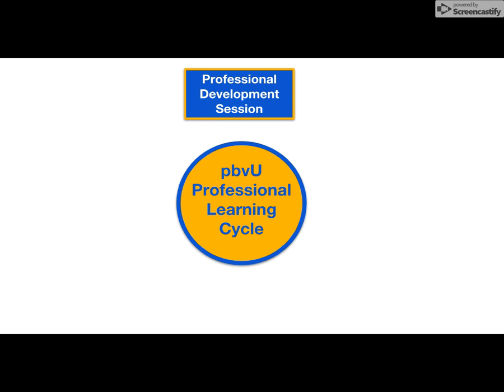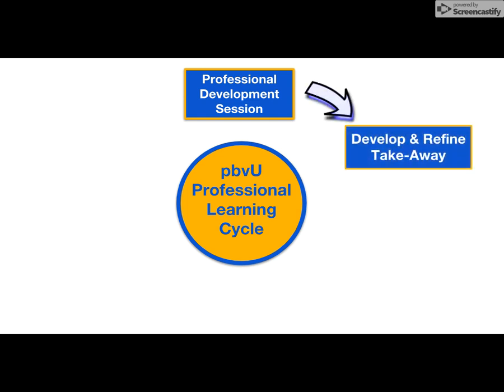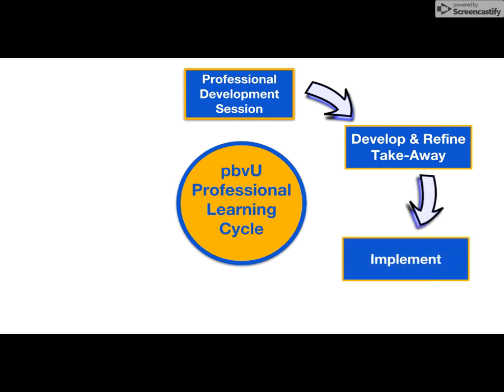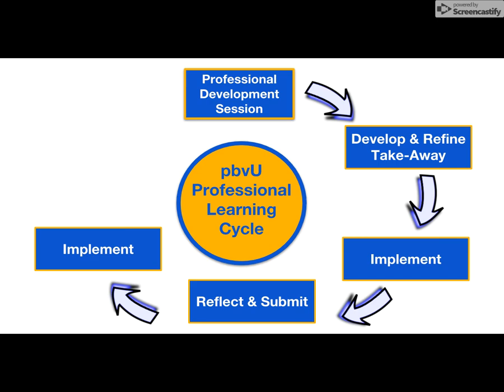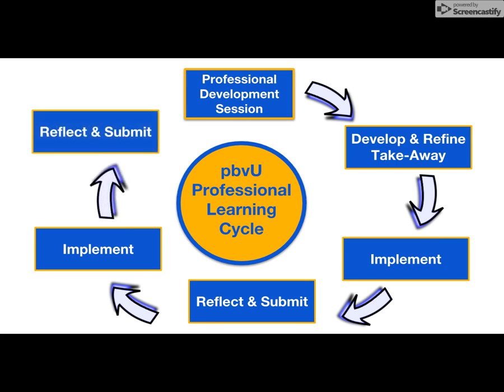You begin with the 7 hours of seat time where you develop and refine the learning. You implement in your classroom, reflect on the process, and submit, and then you repeat again. You'll implement and then reflect and submit. At the end of the cycle, you receive a certificate of completion as evidence of the unit you have earned.